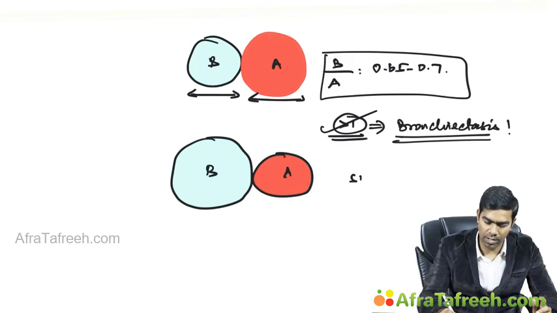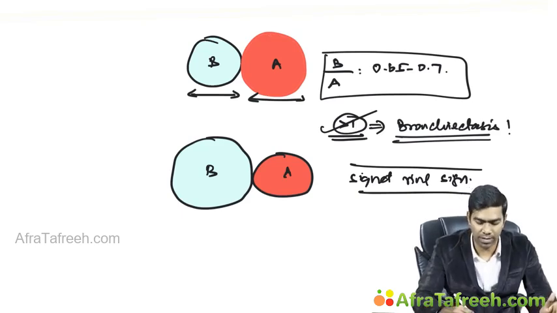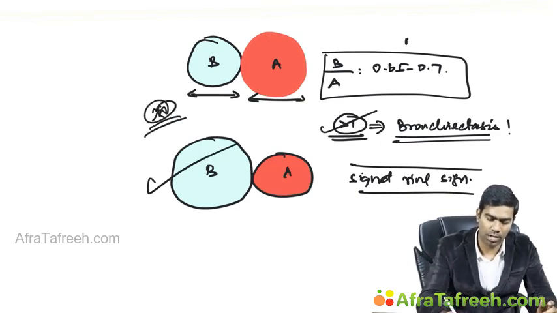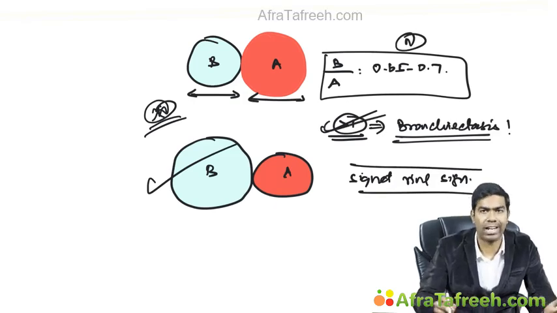And this is what we call a signet ring sign. Normally, physiologically, the broncho-arterial ratio will increase with age. That is different, but anyway, this is typical of bronchiectasis as far as exams are concerned. So this is the normal ratio. If it's more than 1, it is representative of bronchiectasis. Again, a very important point.